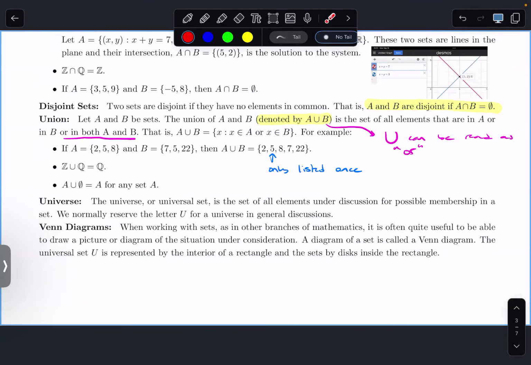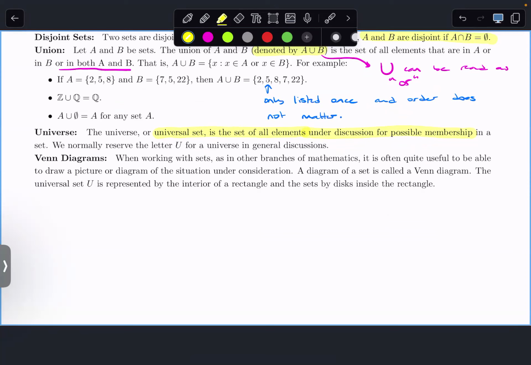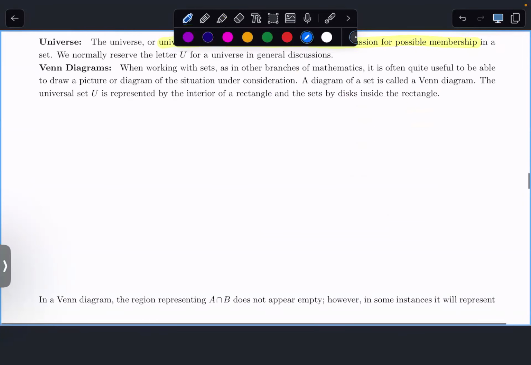But I think we're ready for Venn diagrams. And I should have saved a joke. Usually Venn diagrams are really good for jokes, right? The anatomy of a Venn diagram.